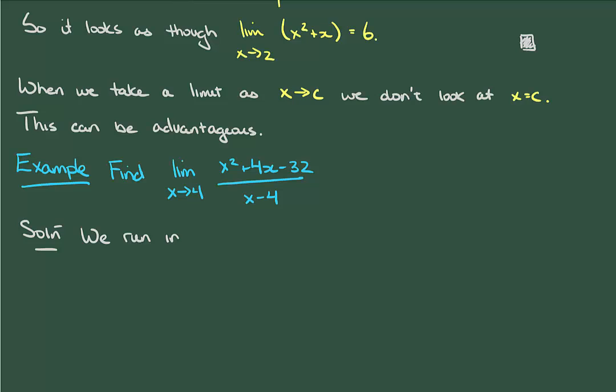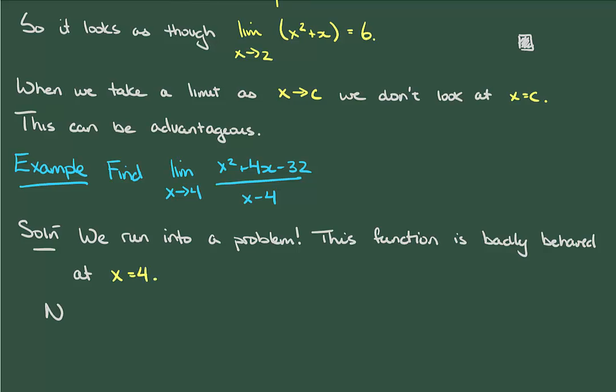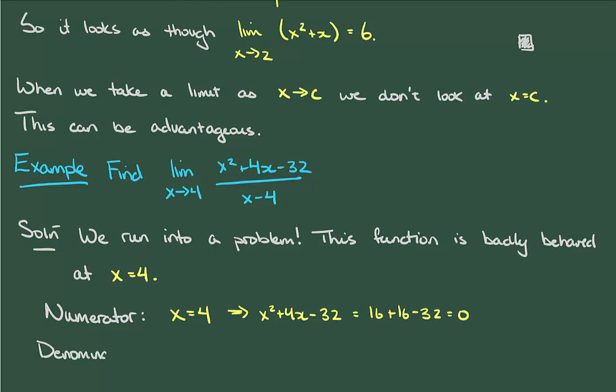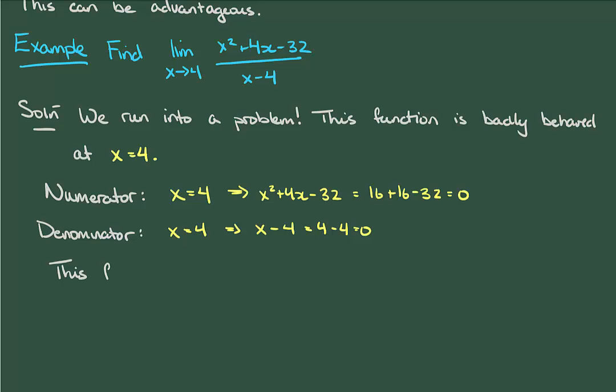Now we've run into a problem because this function actually does weird stuff at the point x equals 4. To see this, if you plug x equals 4 into the numerator and work out the math, you get an answer of 0. Plugging x equals 4 into the denominator also gives you 0. So this function behaves like 0 over 0, which is total nonsense, and we can't determine what's happening the way it's currently written.